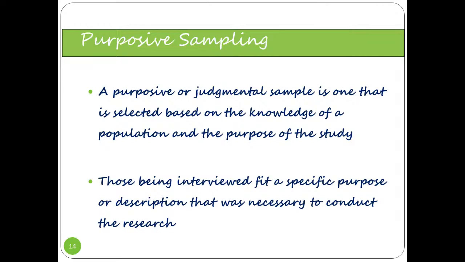Okay, these are the two methods of calculating sample size for convenient sampling. Next, purposive sampling: those being interviewed fit a specific purpose or description that was necessary to conduct a study. So inclusion and exclusion criteria are very important when you do purposive sampling, and you should also think about whether there is selection bias or any confounding factor in your study, take care of all that, and then do the study.